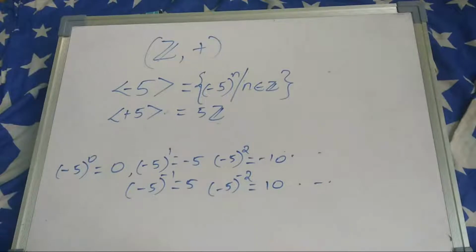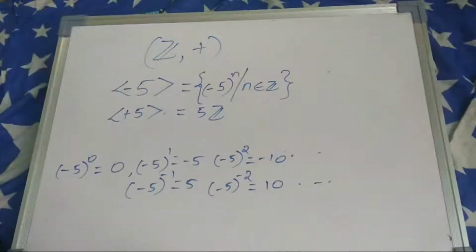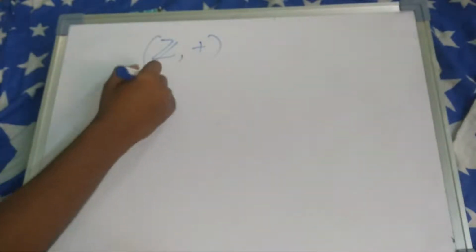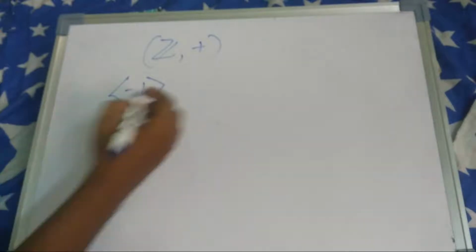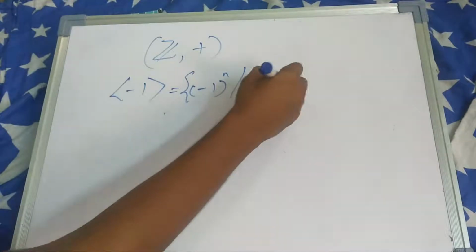Now, so we saw the subgroup generated by 5 to be 5Z. Now we will check for some other elements so that we can try to guess something even better. Let us check what is the subgroup generated by -1. So the subgroup generated by -1 is (-1)^n, where n belongs to Z.